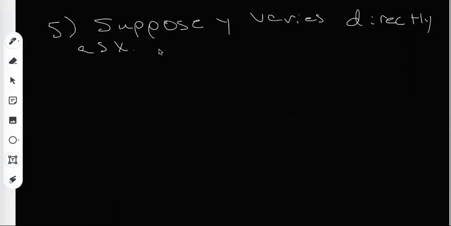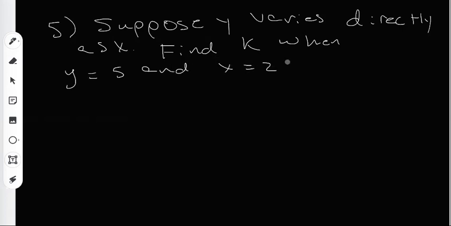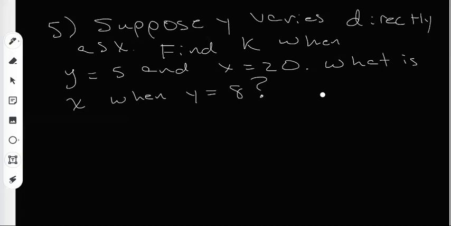And then what we want to do is we want to find k when y equals 5 and x equals 20. So they give us those 2 pieces of information. And then they go on to ask the additional question, what is x when y equals 8? So 2 questions in one.